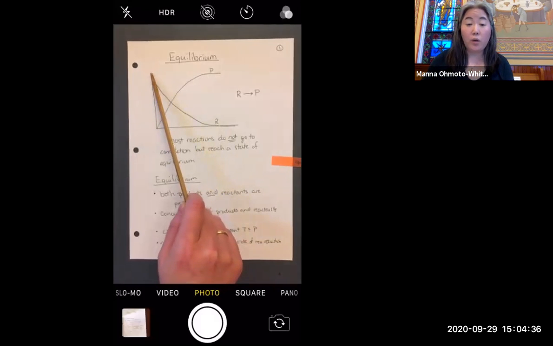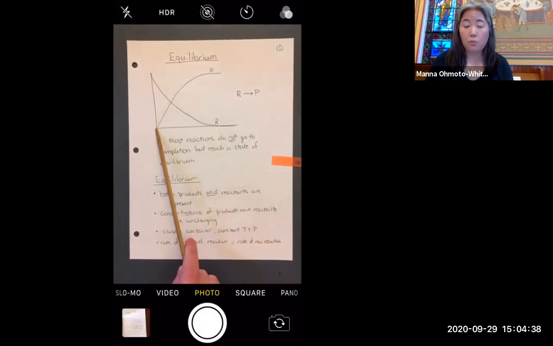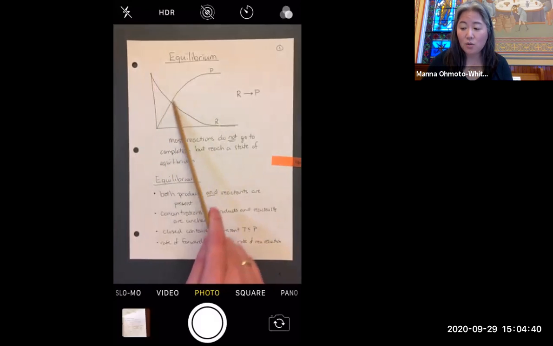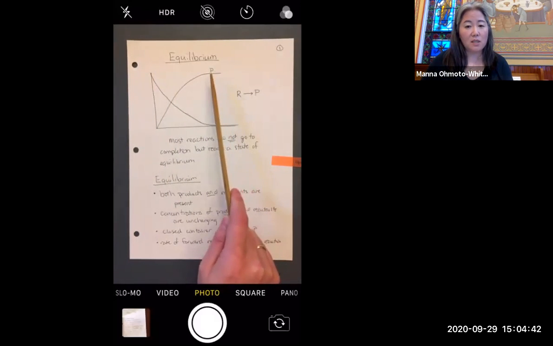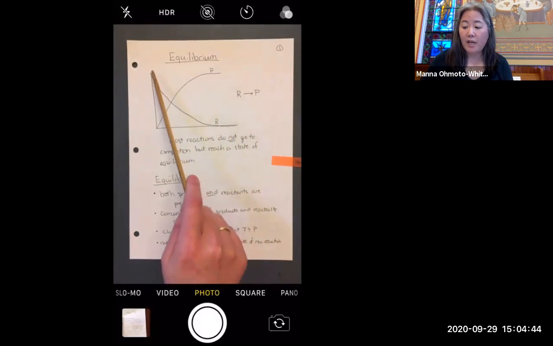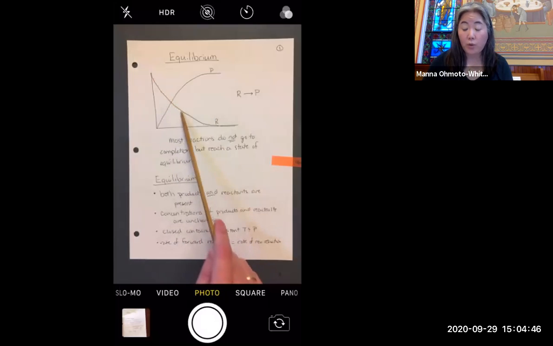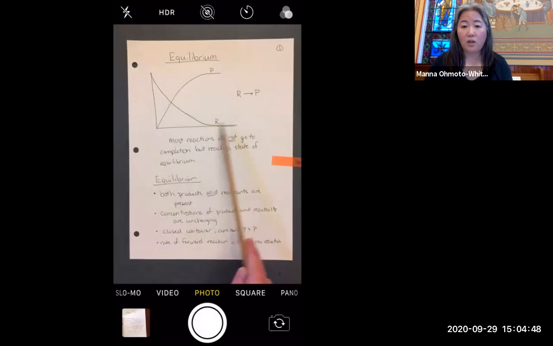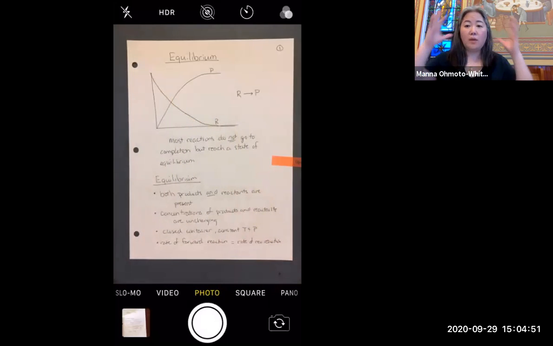I start it with 100% reactants and no products. As time goes on, and we talked about this in the last video, the reaction will start to go very quickly at first and then gradually level off. First, I'm going to have this huge amount of burning that's going to burn up, and then toward the end, I just have these embers that are still there. The rate of the consumption of my log, my Yule log, is going to go down.